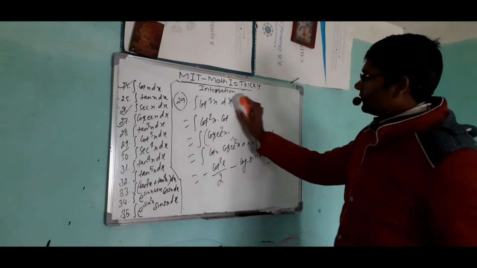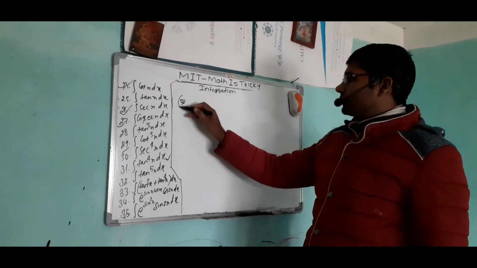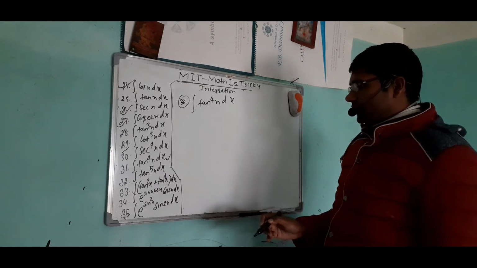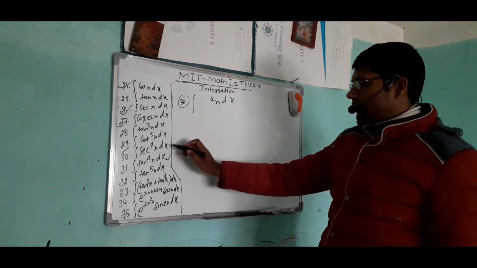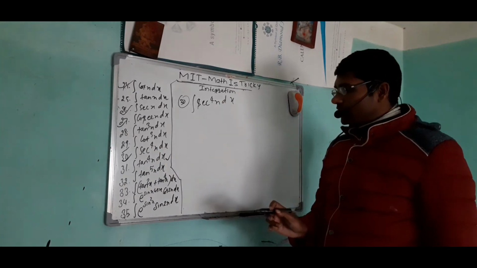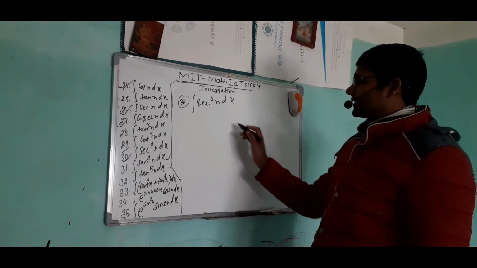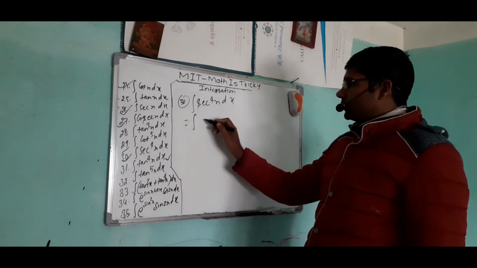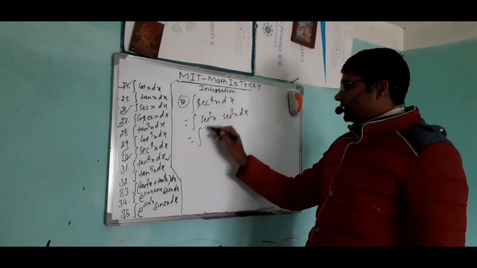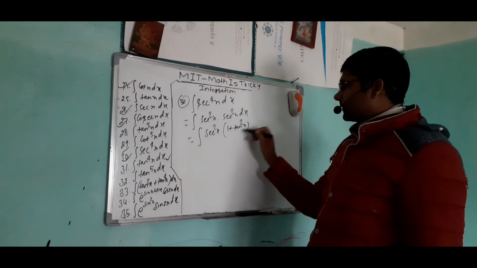Question number 30, the integral of tan power 4x dx. We write tan square x and then tan square x dx. Now it can be simplified as tan square x times sec square x minus 1 dx.